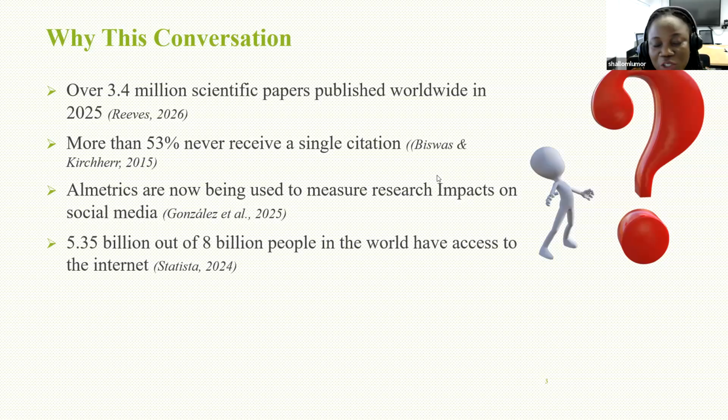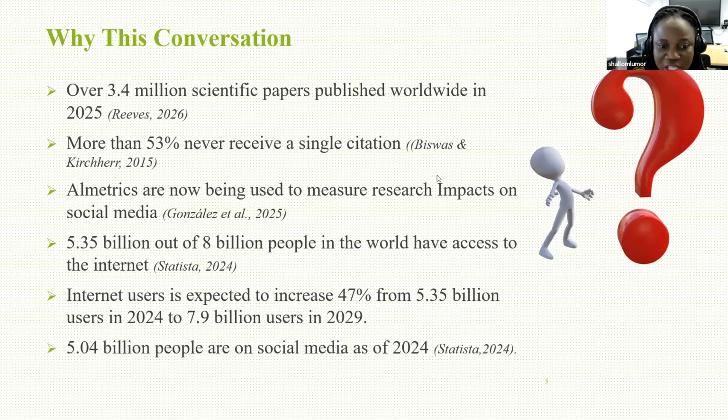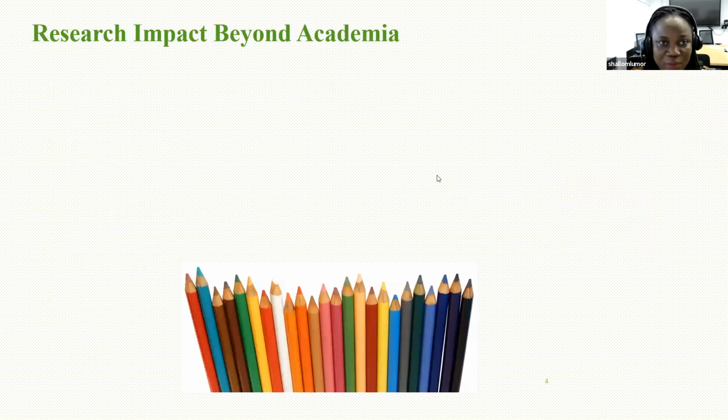And in 2024, according to Statista, 5.35 billion out of 8 billion people in the world have access to the internet. And internet usage is expected to increase 47%, from 5.35 billion in 2024 to 7.9 billion users in 2029, which means that there are prospects if you really want to start engaging or using social media for science communication or science education. And 5.04 billion people are on social media as of 2024. So imagine a world of 8 billion and more than 60% of the world are on social media.